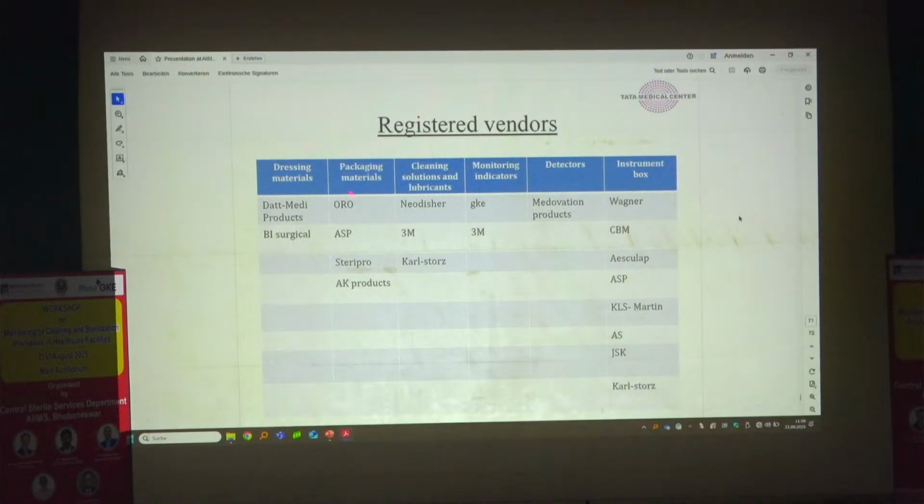Our registered vendors are there. The dressing materials, the cosmetic product and peer surgical packaging materials are provided by Oro, ASP, Steripro and AK products; cleaning agents by Neodisha, 3M and Carl's Church; monitoring indicators by GKE and 3M; detector by Medovation products; and instrument box. There is a number of instrument boxes list.